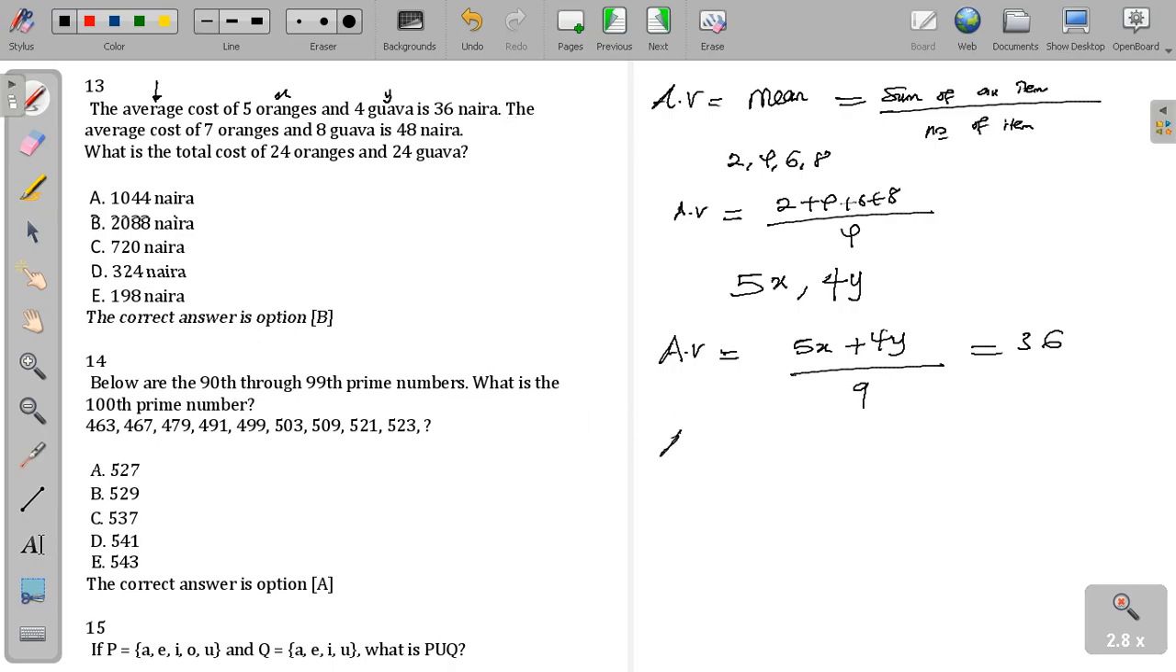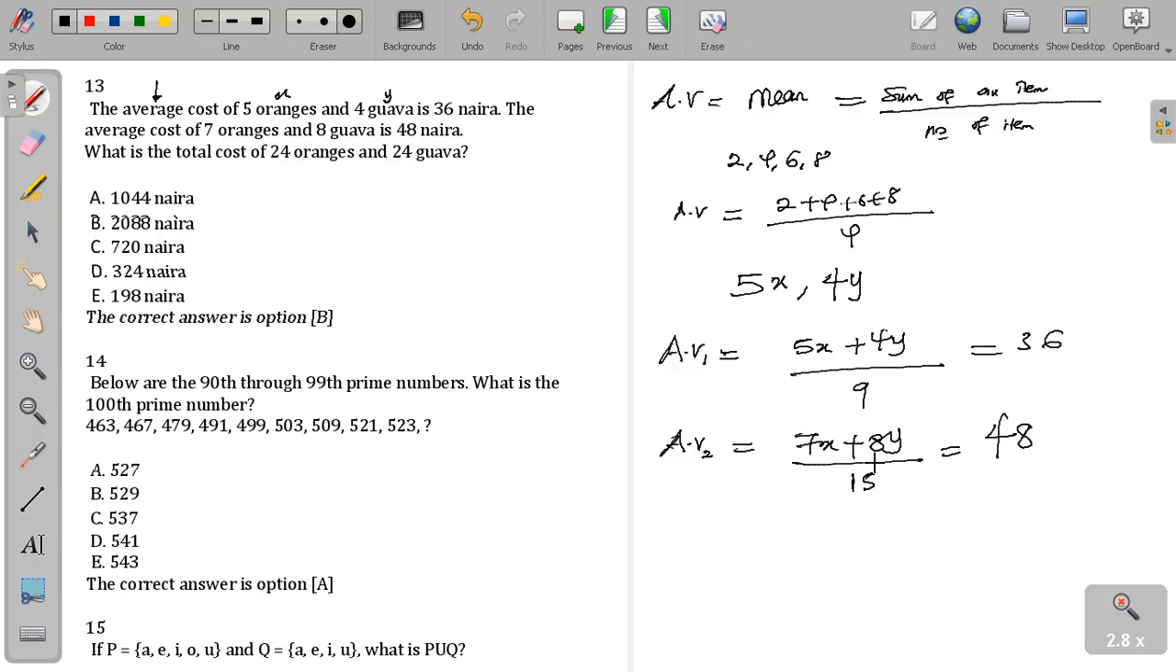So we have another average cost. If this is the first average cost and this is the second average cost, we are going to have 7 oranges, that's 7x, plus the other one too, which is 8y, divided by... So I'll divide this one by what? I need to be sure that we are following. So I'll divide this one by what? Thank you, 15. That's very correct. Equals to 48 naira.